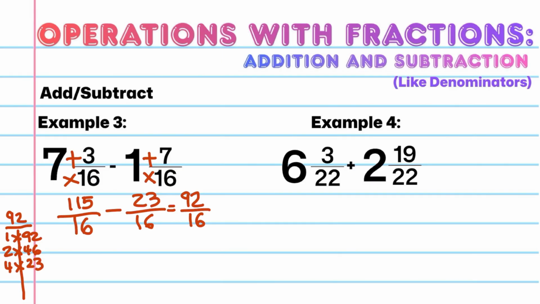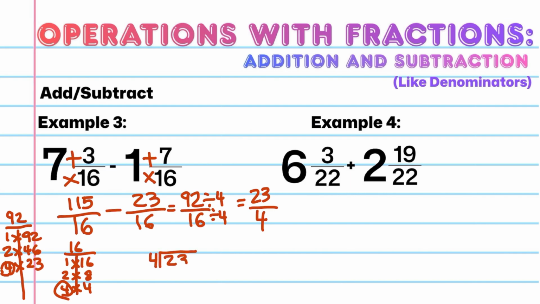Now we're going to list the factors of 16. Well, the factors of 16 are 1 times 16, 2 times 8, and 4 times 4. What is the greatest factor that they have in common? They both have a 4 in common. So I'm going to divide my numerator by 4, my denominator by 4. 92 divided by 4 gives me 23, and then 16 divided by 4 gives me 4. Now again, I'm not done with my answer because I don't want to leave my answer as an improper fraction. So I'm going to take my 23 over 4 and I'm going to divide 4 into 23 to change this from an improper fraction to a mixed number.